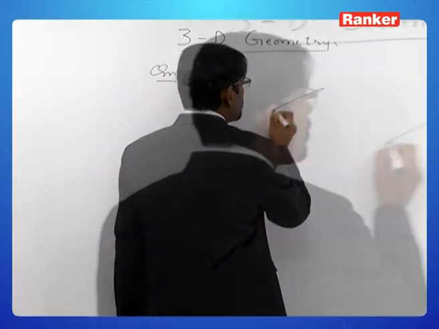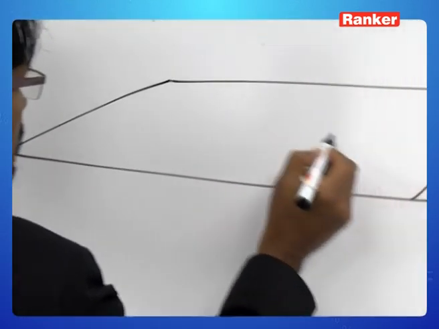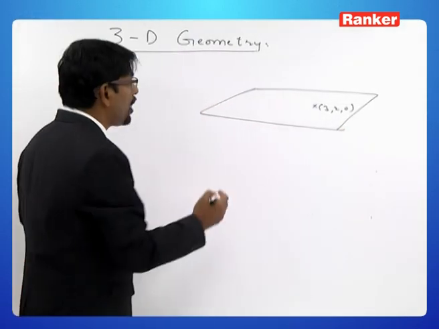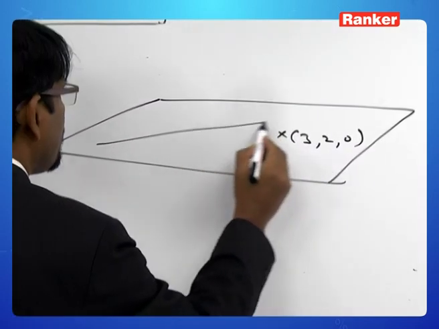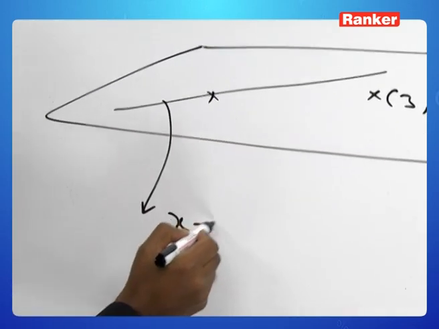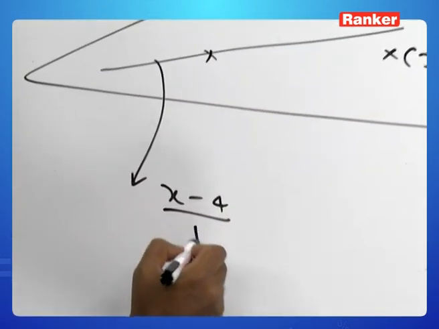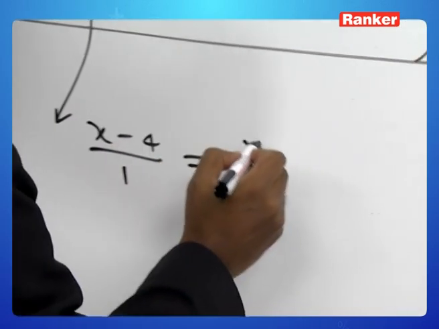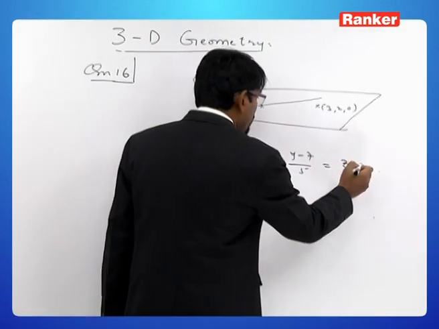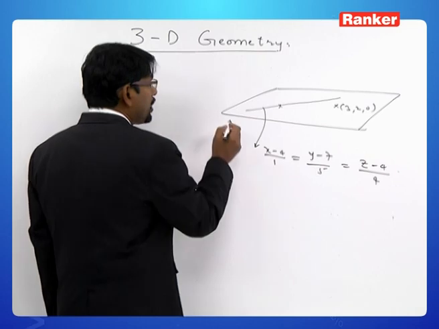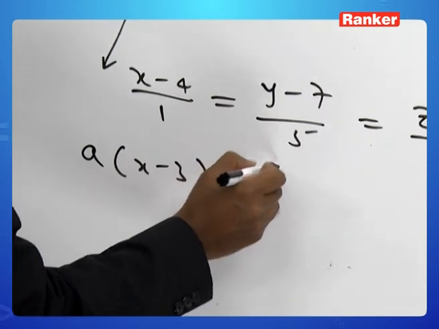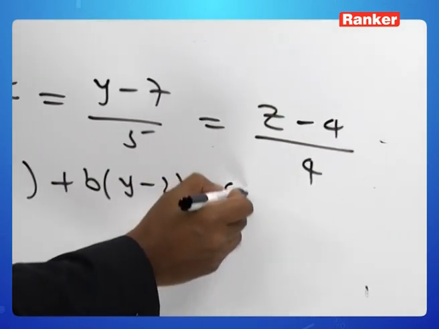The plane is passing through the point 3, 2, 0. So 3, 2, 0 is one of the points. And we also have a line lying on the plane. The line is given by the equation (x minus 4) by 1 is equal to (y minus 7) by 5 is equal to (z minus 4) by 4. Now, let the equation of the plane be a into (x minus 3) plus b into (y minus 2) plus c into (z minus 0) equal to 0.